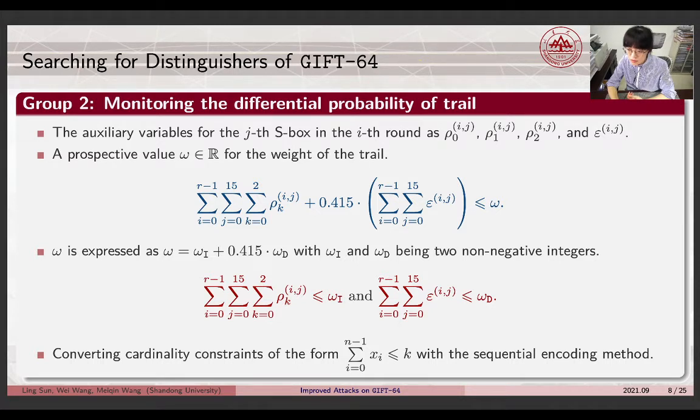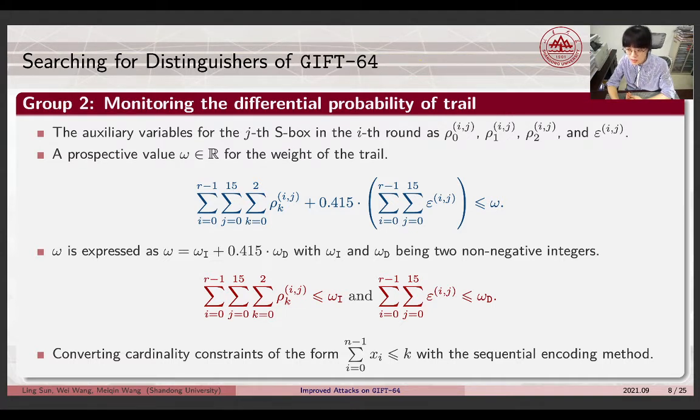Then the second group of Boolean expressions characterize the differential probability of the trio. Denote the auxiliary variables for the j-th S-box in the s-th round as rho 0 ij, rho 1 ij, rho 2 ij, and epsilon ij. Suppose that we aim at R-round trios. In theory, given a prospective rational value omega for the weight of the trio, the automatic method should fulfill the search of trios validating this inequality.